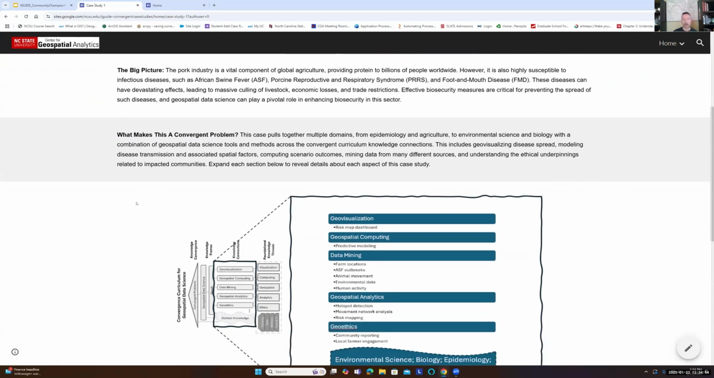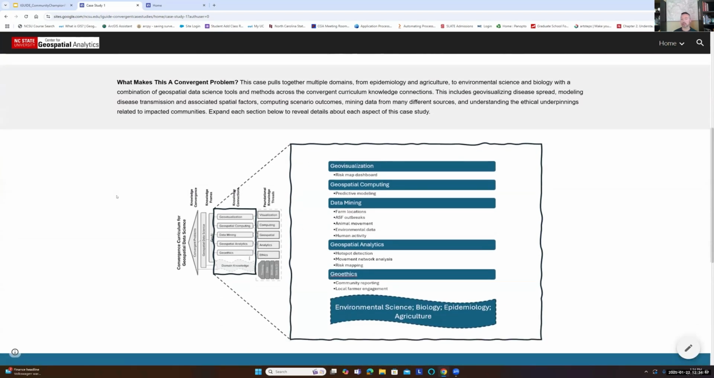And then I also use this as a way to introduce the convergent curriculum itself. And again, I'm really focused on those 5 knowledge connections that are a part of that framework, and basically introduce students to the idea of, what is a convergent problem and why is this particular problem convergent, for example. In this case, it pulls together multiple domains from epidemiology to agriculture, environmental science, biology, as well as geospatial data science tools and methods across the curriculum.